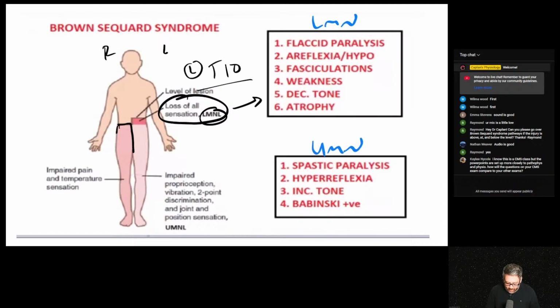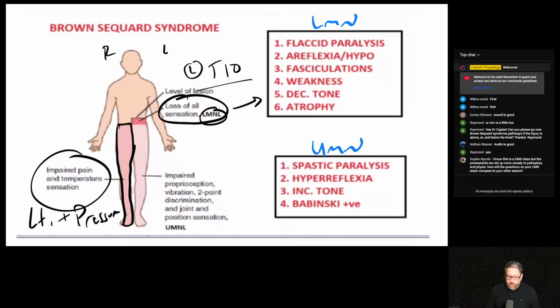On the contralateral side, okay, so the opposite side of the injury, pain and temperature are lost. Light touch and pressure. That's going to be on the contralateral side, because remember, these all have to cross over and go up. T10 is injured. You can't get past it. All that's lost.